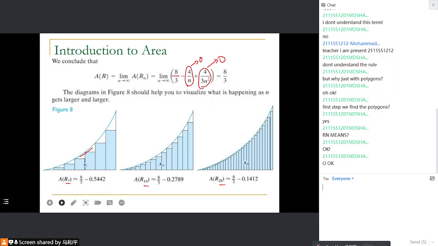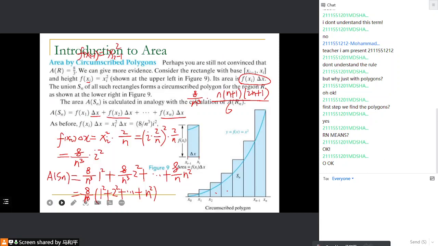Now this Figure 8 can help you to visualize what happens as n gets larger and larger. We can see A(R8). This is 28, which means we have 28 rectangles. This means n gets larger and larger. A(Rn) is approaching A(R). And now we use circumscribed polygons to approximate the area.